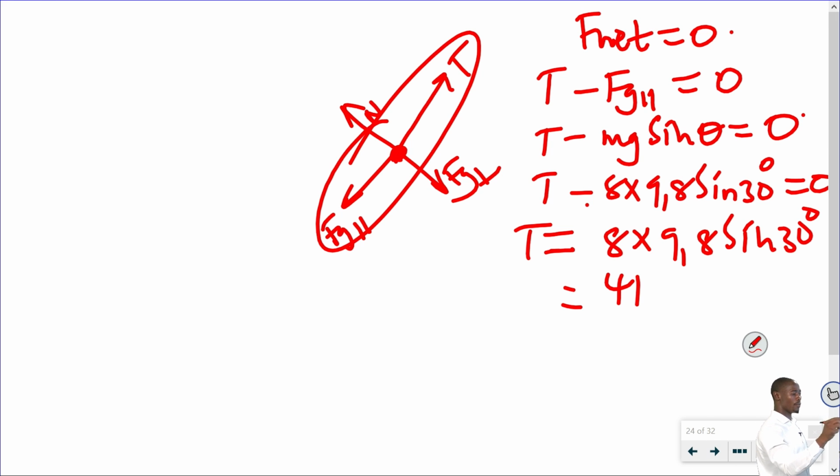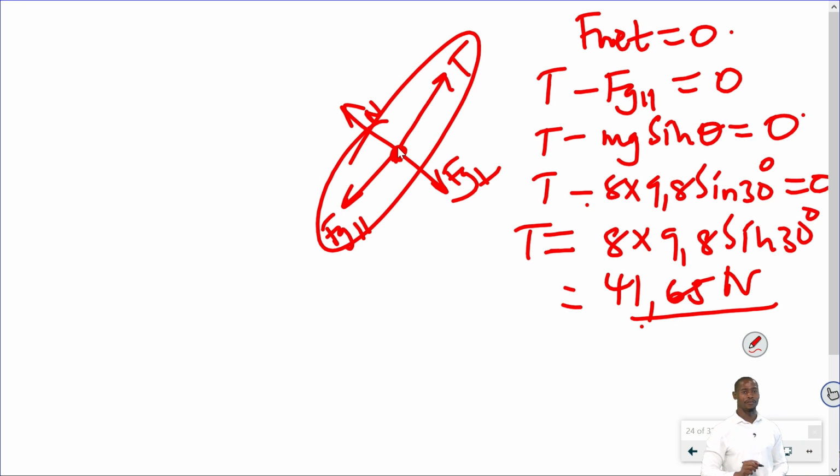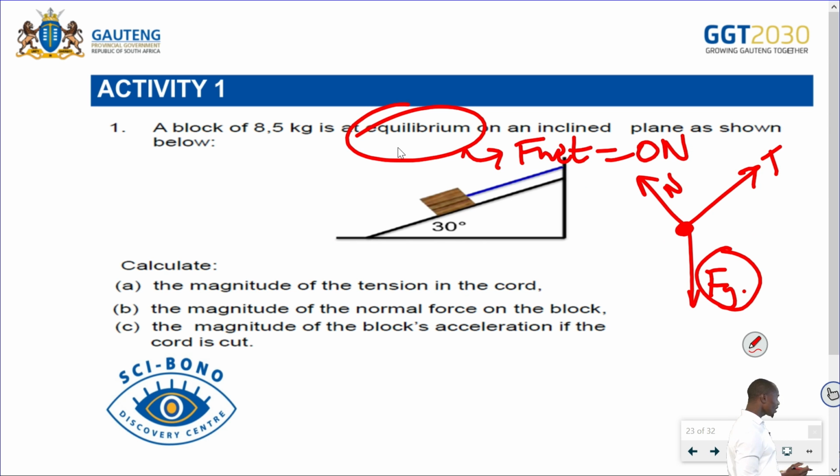So it's 41.65 newtons. So please be careful. Know which law this is. It's the application of which law? So you can see we are told that this is at equilibrium, so make sure that you understand the meaning of that. Okay, which law to apply. All right.